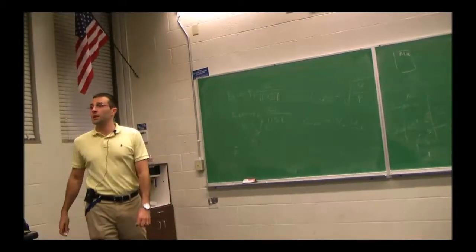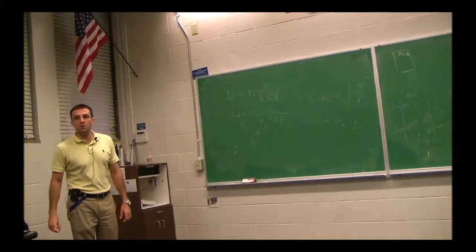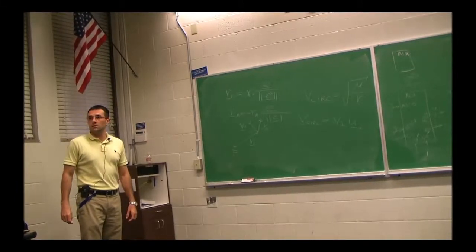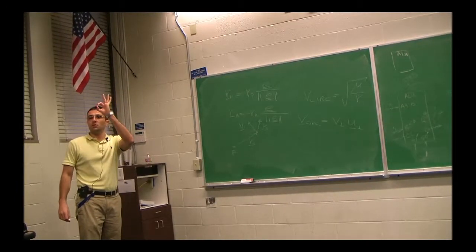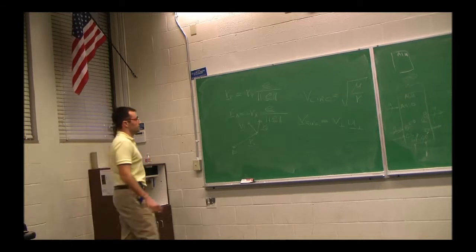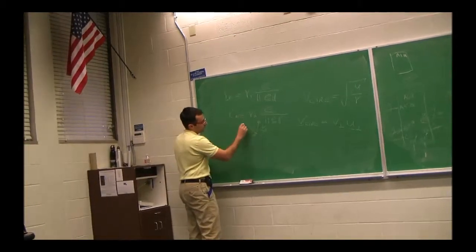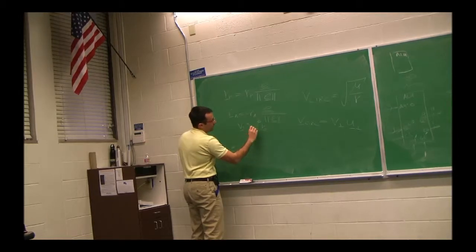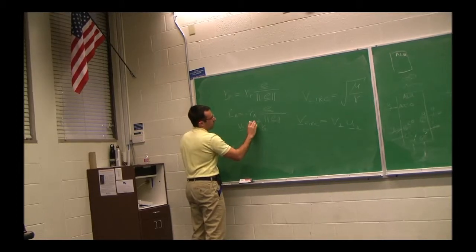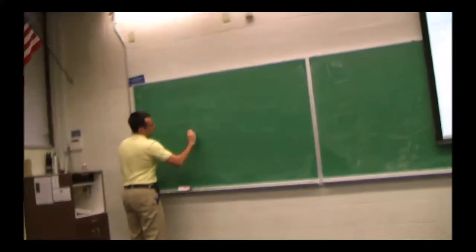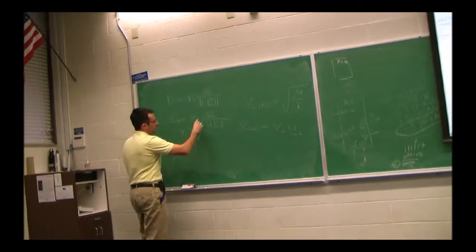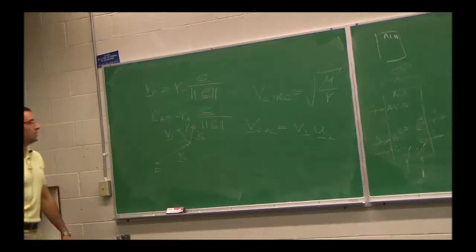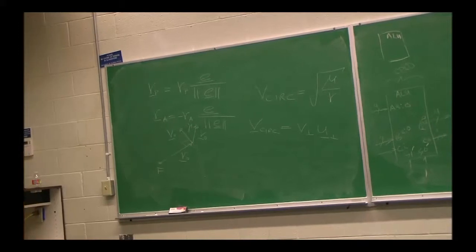Right? Flight path angle for a circular orbit is what? 0. Right? Circular orbit. Flight path angle is the elevation of your vector. What do we call it? Gamma. So, unless it's not circular, and you get some value, it's 0.